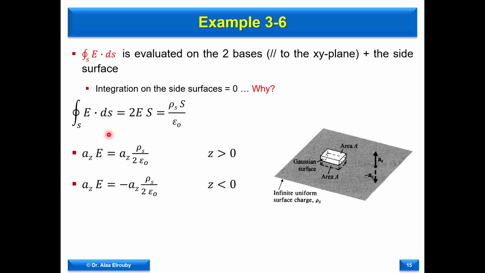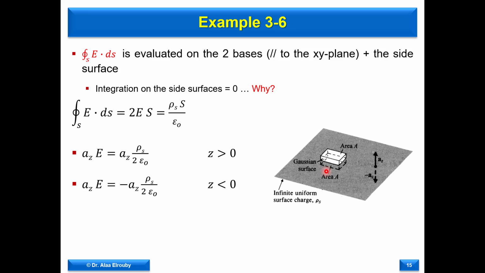So the integration on the top and bottom will equal E dot ds. Because of symmetry, the electric field is uniform, so the dot product will be just E dot ds: E multiplied by S on the top, E multiplied by S on the bottom, which gives us 2ES.